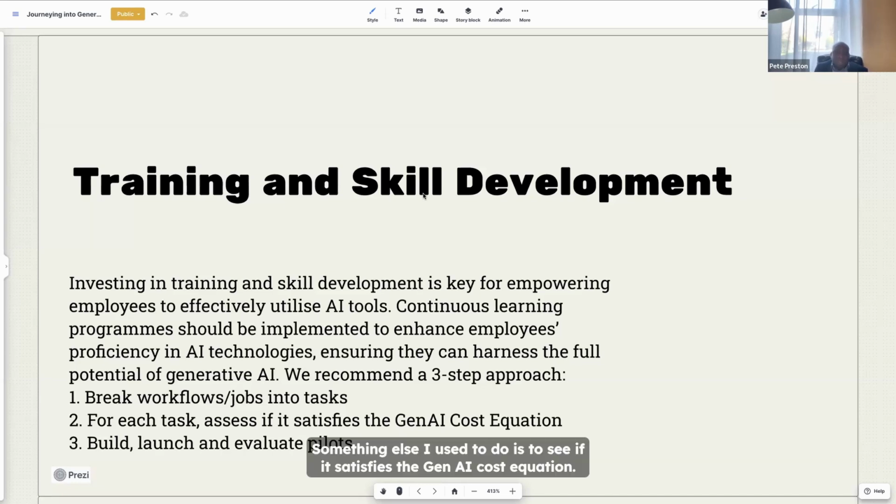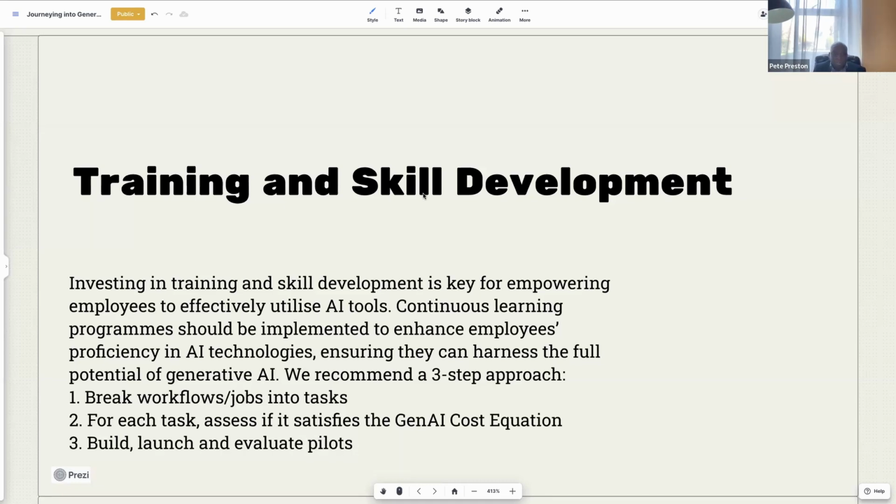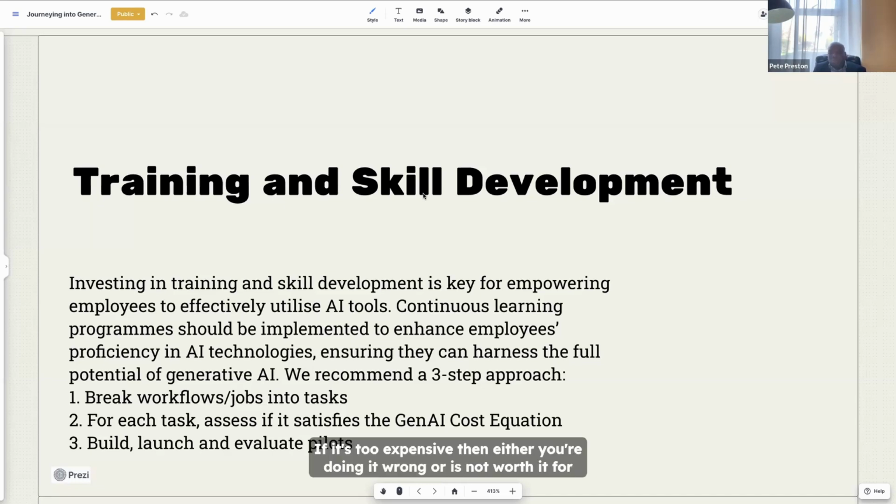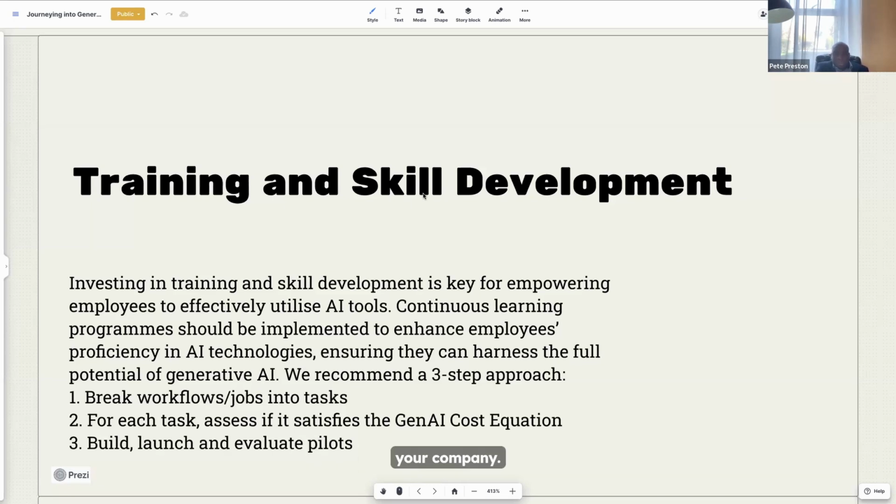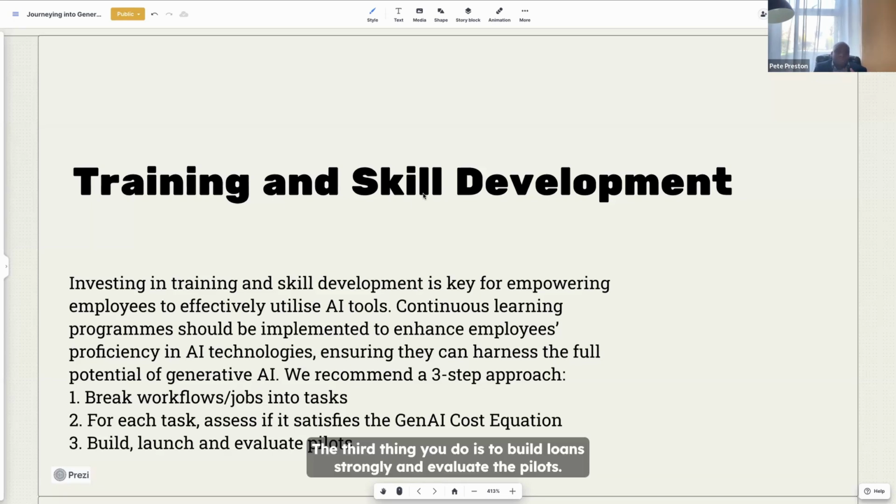Something else that you need to do is to see if it satisfies the Gen AI cost equation. If it's too expensive, then either you're doing it wrong or it's not worth it for your company. The third thing you do is to build, launch strongly, and evaluate the pilots.